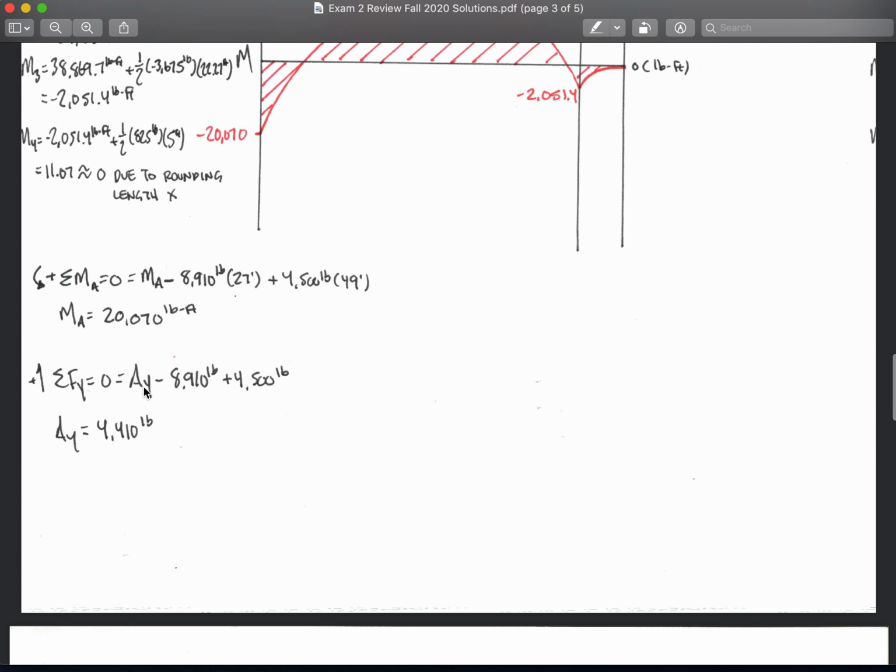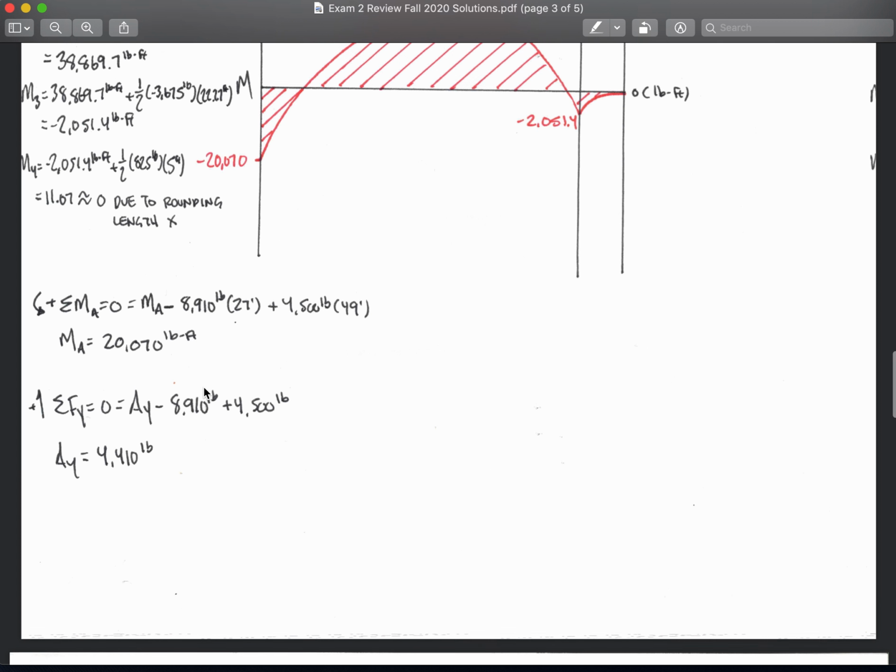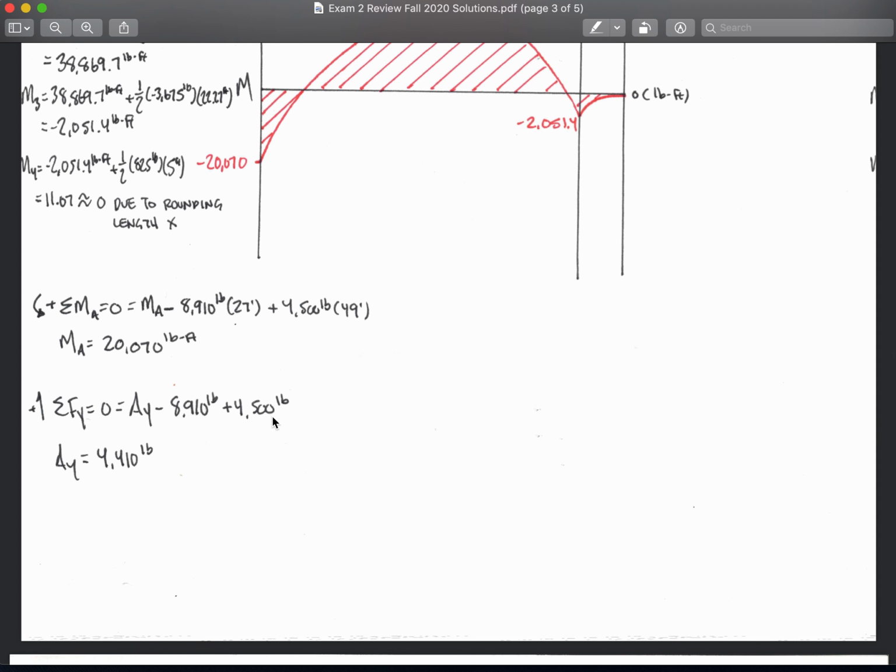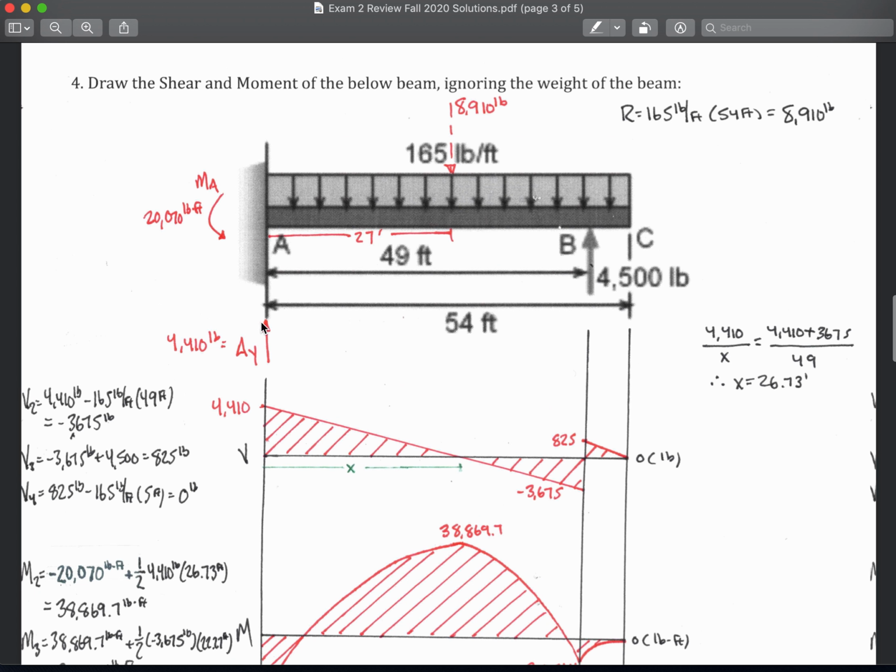AY is equal to AY, similar to forces in the Y, has AY minus 8,910 pounds from the resultant force, plus the 4,500 pounds at the end. AY gets a positive 4,410 pounds, which means it goes upward. I've assumed correctly, and so I've written that answer in.